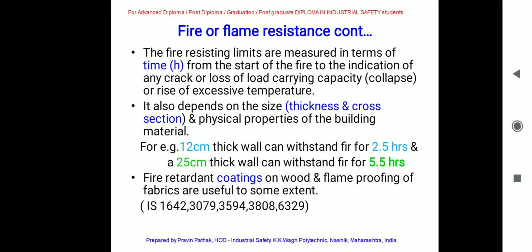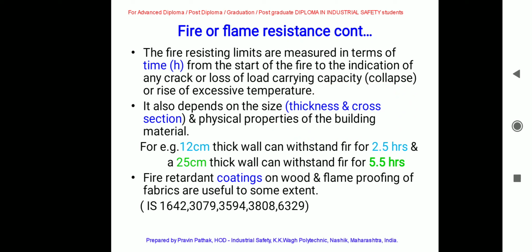What is fire and flame resistance, that should continue. We already discussed that time in hours is the major parameter during a fire. Then it also depends on the size, that is, the thickness or cross section, and physical properties of the building material. So the thickness of that building material and its cross section are other properties on which the strength and capability of the building can be measured or judged.